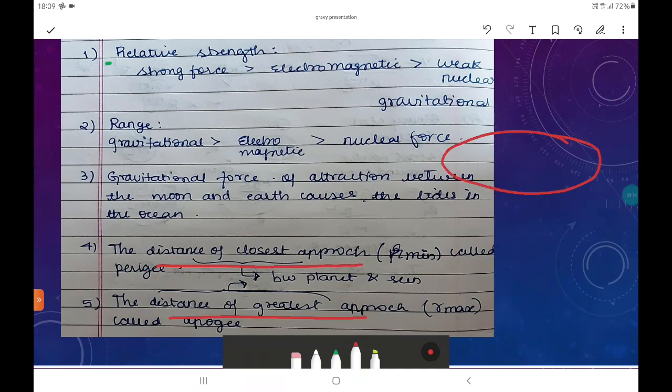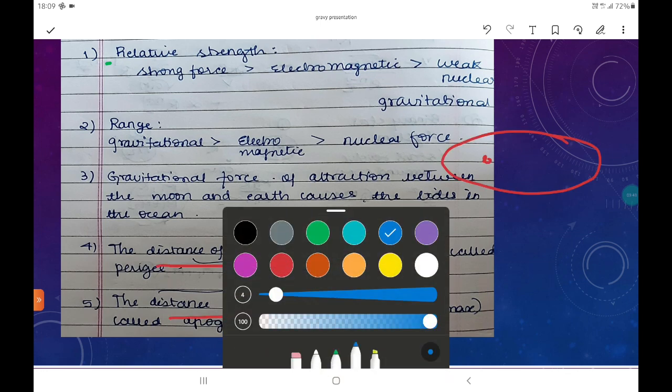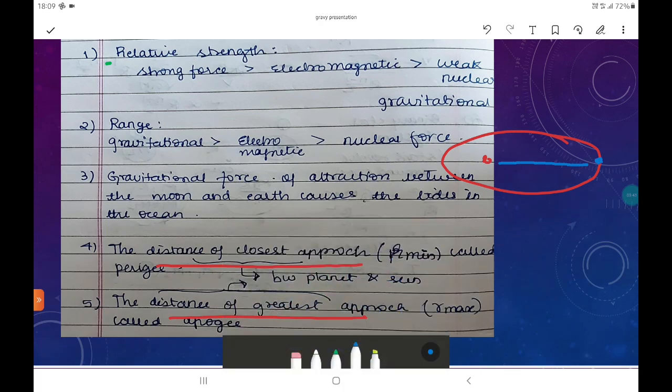If this was your ellipse, and here was your sun, and your planet is at this position, then this is the maximum distance between the sun and the planet. This maximum distance was called apogee, and the position was called aphelion. Similarly, if the planet is at this position, this is the minimum distance between the planet and the sun, called perigee, and the position was called perihelion. You should know what perigee and apogee are, as they may ask you to pick out the wrong statements in such questions.